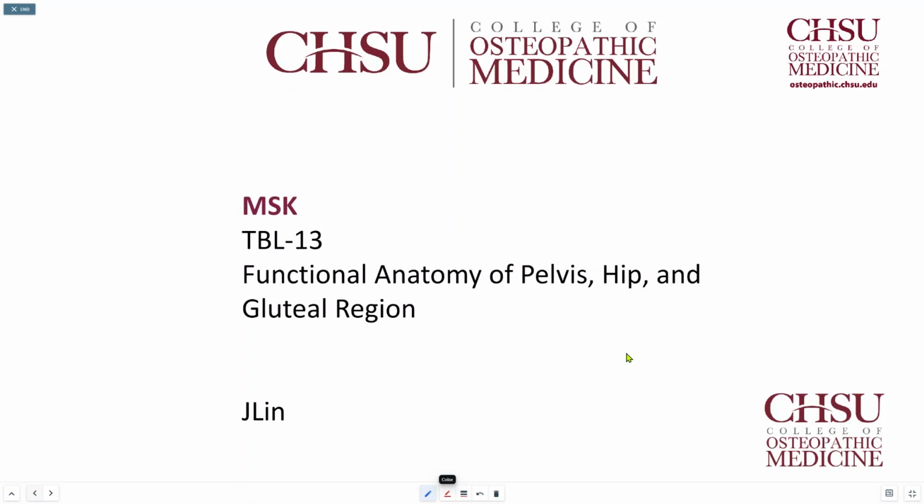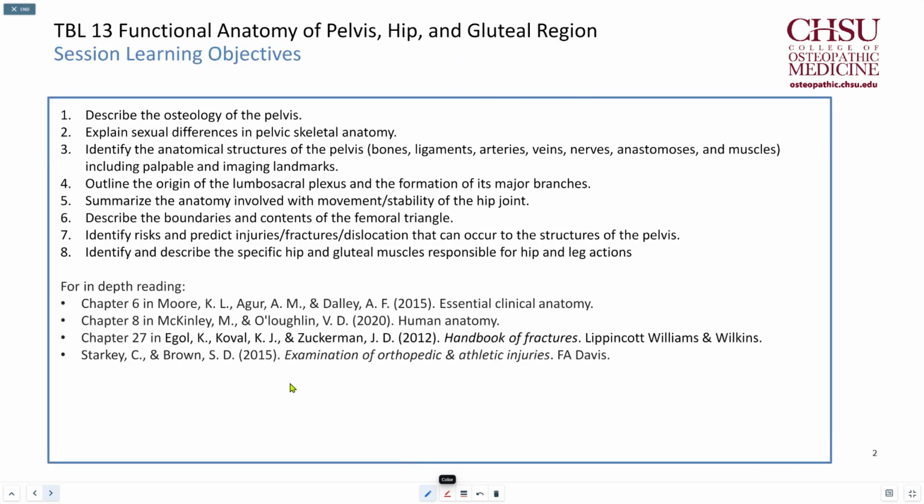Good afternoon. Welcome to MSK TBL 13, Functional Anatomy of the Pelvis, Hip, and Gluteal region. In this session, we will cover the following learning objectives, and we'll take a deep dive into some of the key muscles, bony structures, and also some of the clinical applications of this region.